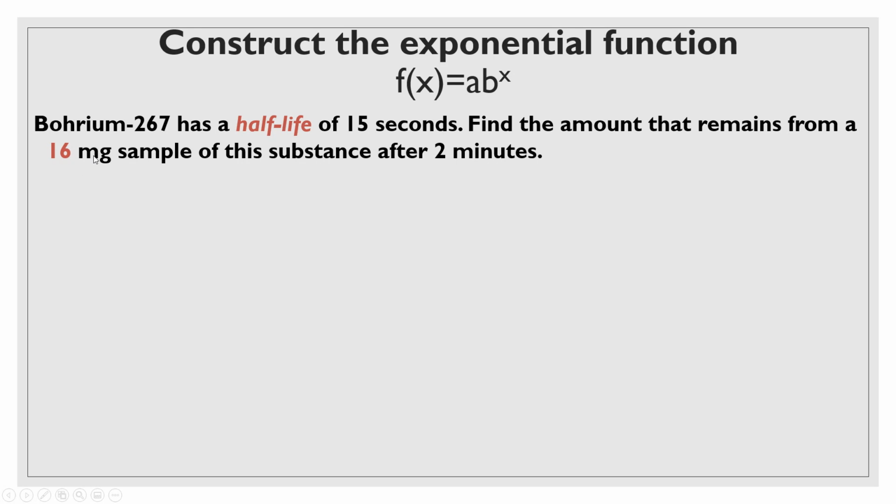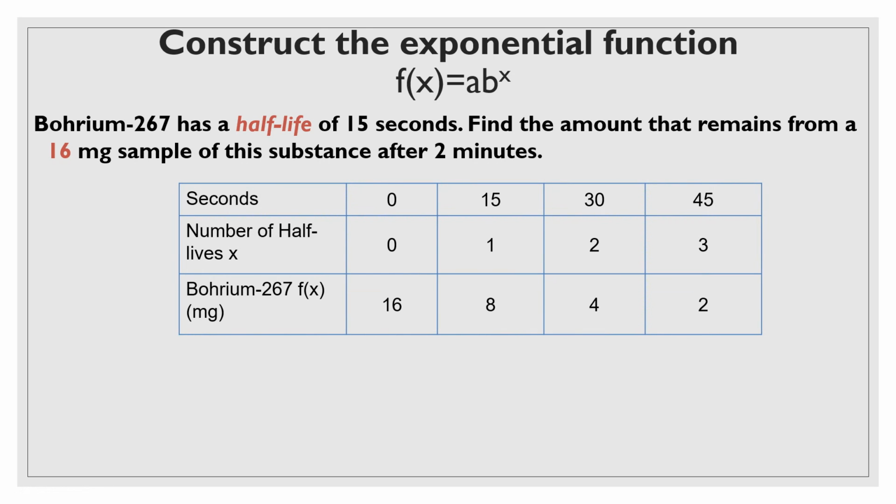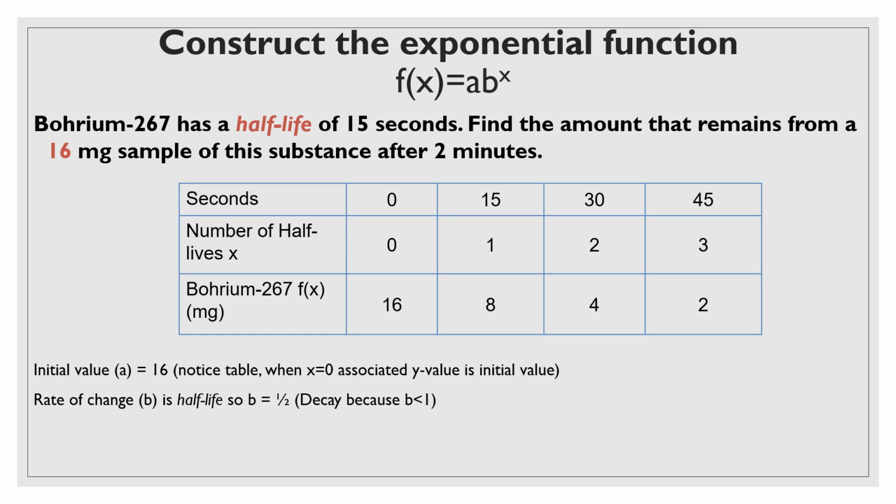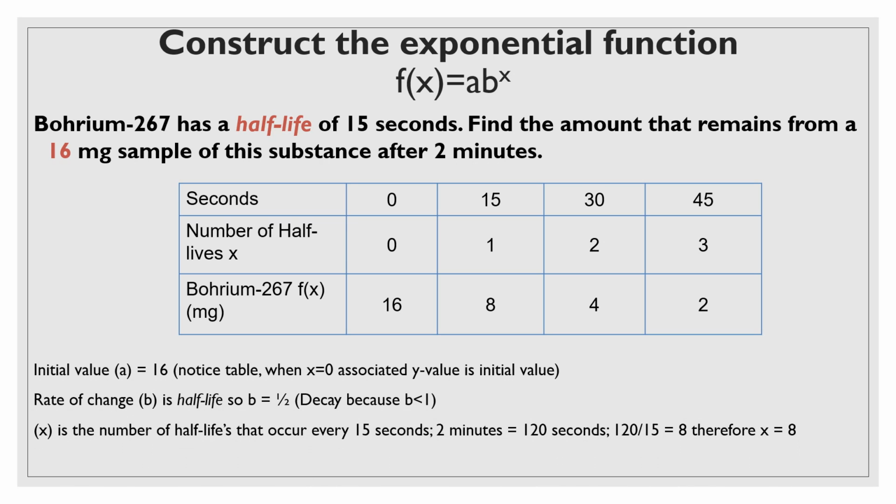Now, every 15 seconds, from 16 we have 8, then 4, and after 45 seconds we have 2, and so on. The initial value is 16. The rate of change is 1/2. Now, the x is the number of half-lives that occur, one every 15 seconds.